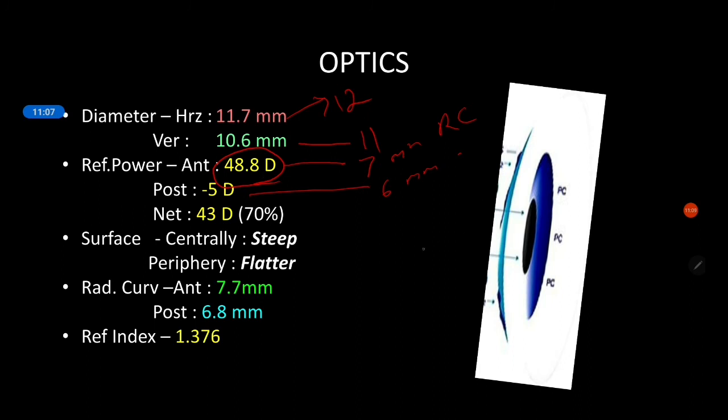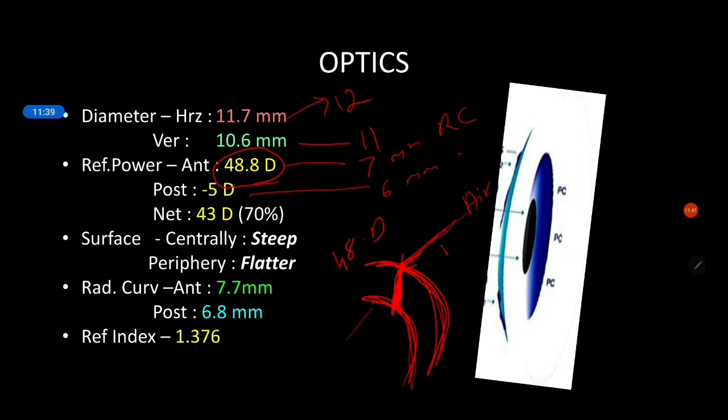And since the refractive power of the anterior corneal surface is higher, it is bending light by around 48 diopters actually. But you know that this is between air and the cornea, so the deflection is very high. Now the posterior curvature actually goes into liquid, that is the aqueous humor.